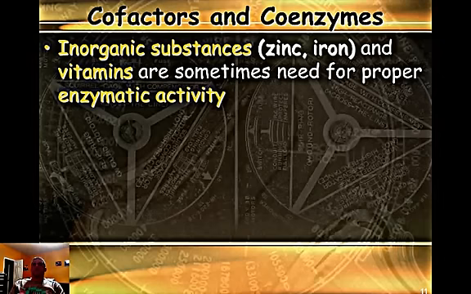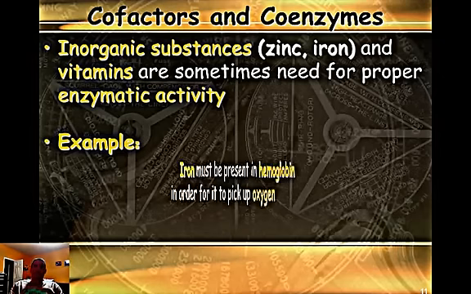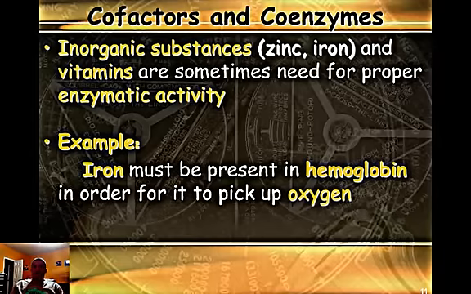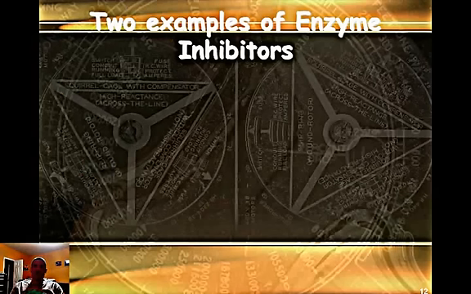So inorganic substances such as zinc and iron and sometimes vitamins are also needed for proper enzymatic activity. For example, iron is present in hemoglobin in order for it to pick up oxygen. So that's an example of a cofactor or a coenzyme. This happens to be a cofactor of an enzyme, but that's for another day.